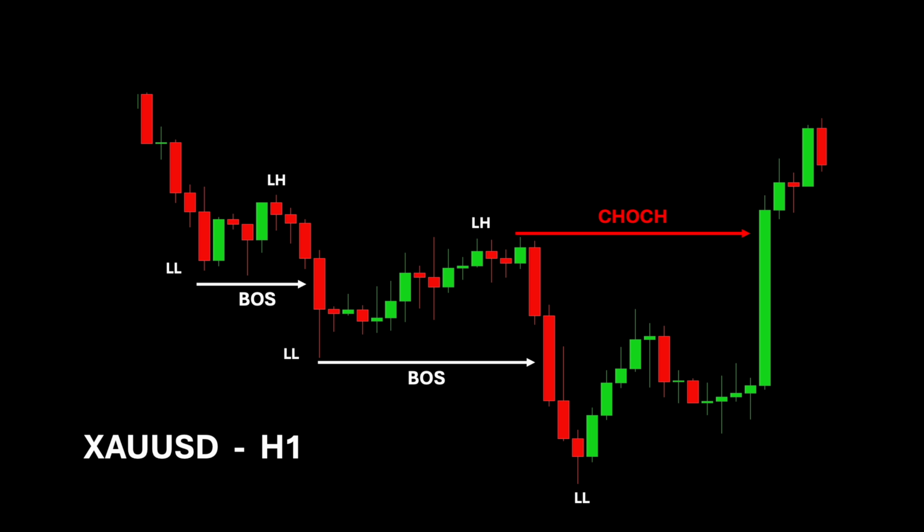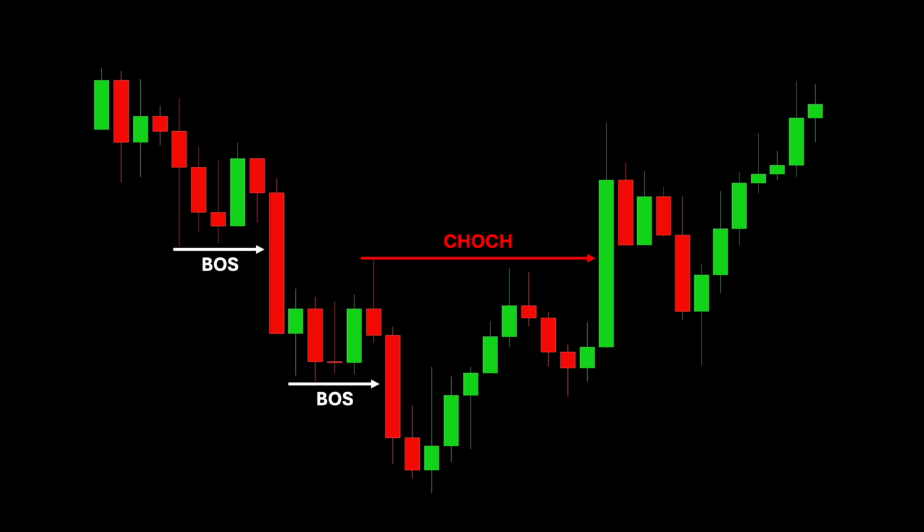And look what happens after. Price starts making higher highs and higher lows. Full bullish reversal confirmed. The traders who spotted the change of character early were already positioned long before the move became obvious. And here you can see exactly how traders use the change of character to find entry opportunities.